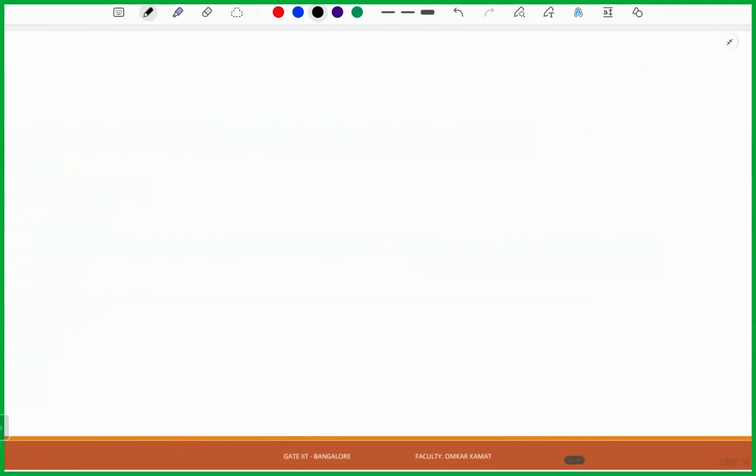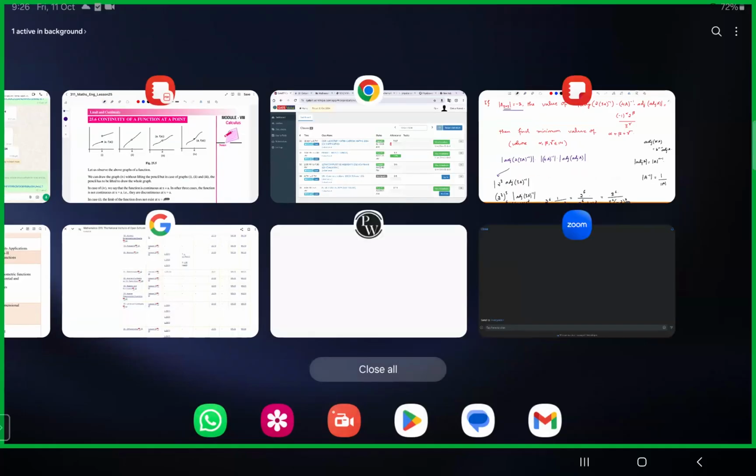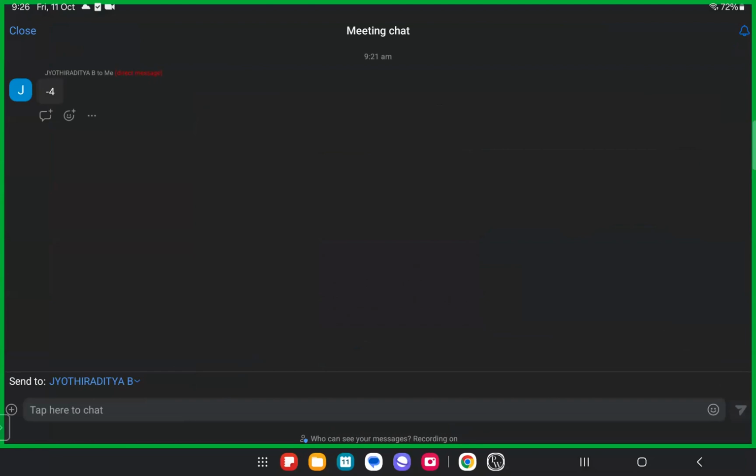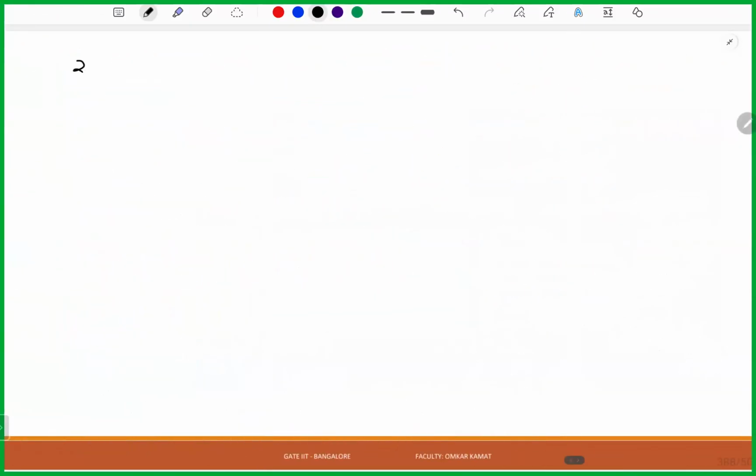You can calculate other terms also. Anyone got the final answer? Minus 4. No, wrong. So the first term's value we have is 2 to the power of 6 divided by 3 to the power of 6. I'll keep it as determinant of A whole square only, okay? Because it is getting cancelled over here.